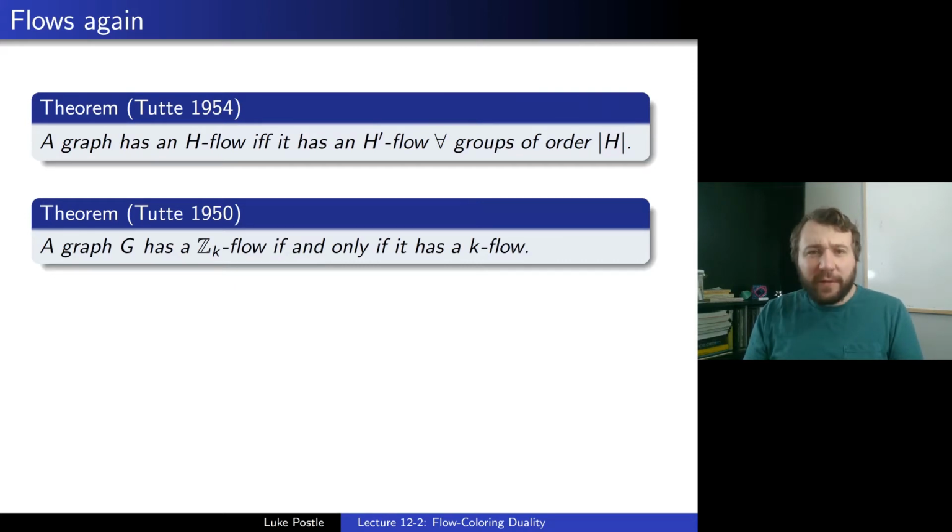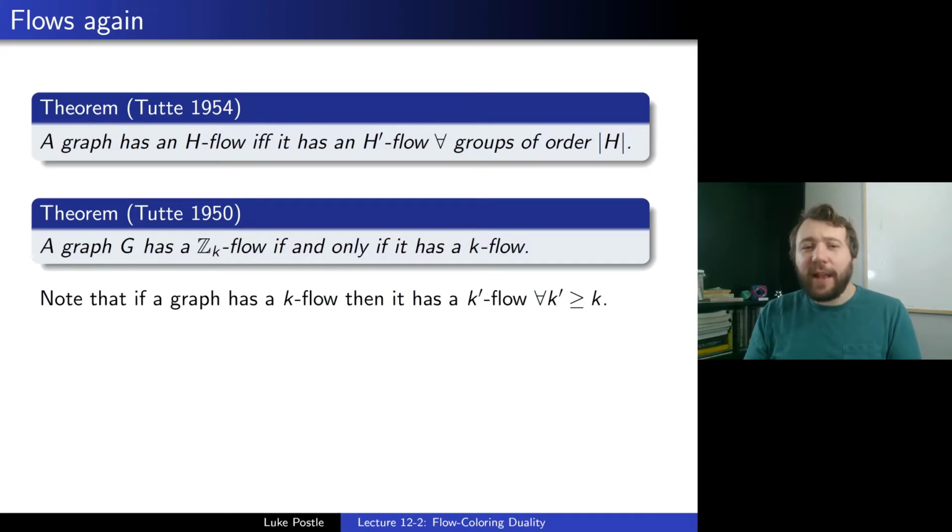Now an important note that maybe we didn't make hay of last time is that if a graph has a K flow, then it has a K prime flow for all K prime greater than or equal to K. Because what's the requirement? We need to satisfy Kirchhoff's Law, that you're zero at every vertex, and then you only use the values 1 up to K minus 1, or their negatives. So of course, if you allow adding more higher values, then you'd have a K prime flow. So a K flow is a K prime flow for all larger K prime.